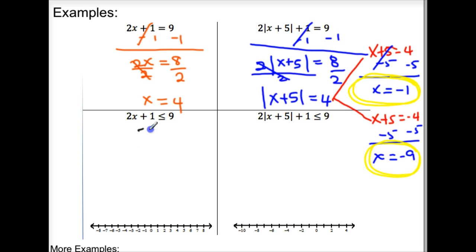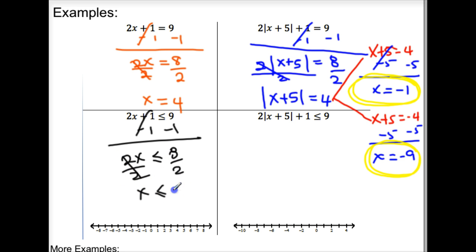Here I will again minus 1 on both sides. Cancel. 2x is less than or equal to 8. Divide by 2. X is less than or equal to 4. Now how would we graph that? At x is less than or equal to 4, that's going to be a closed circle.